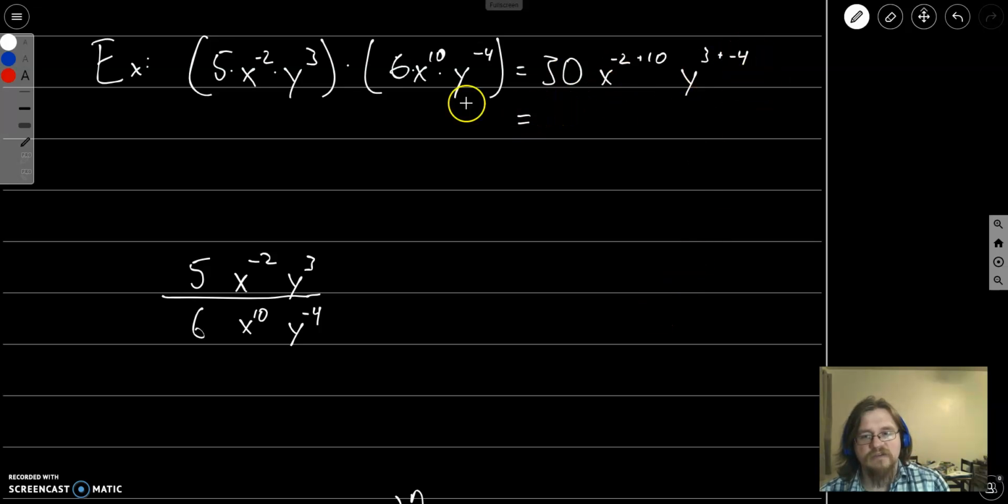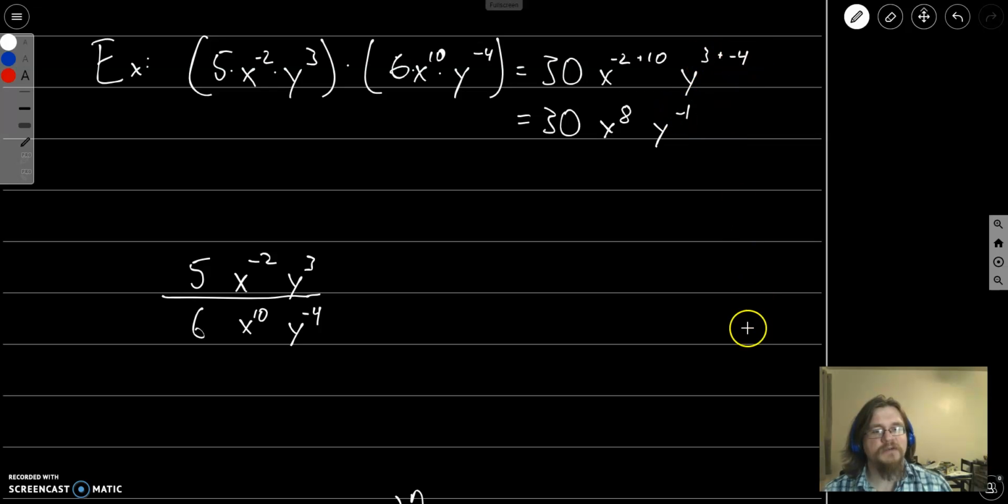And if I simplify this a little bit, well, the 5 times the 6 was the 30. We saw that right away. X to the negative 2 plus 10. Well, negative 2 plus 10, that's 8. And then the last one, y to the third plus negative 4th. 3 plus a negative 4, well, that's negative 1.